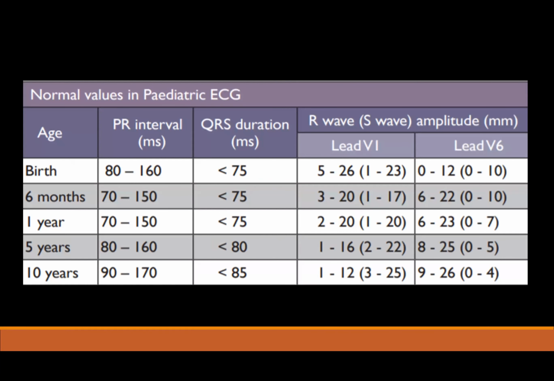And these are the normal values in pediatric ECG that we can also see. In a certain age there are different normal values for the PR interval, QRS duration, and R wave amplitude in lead V1 and lead V6. Next.